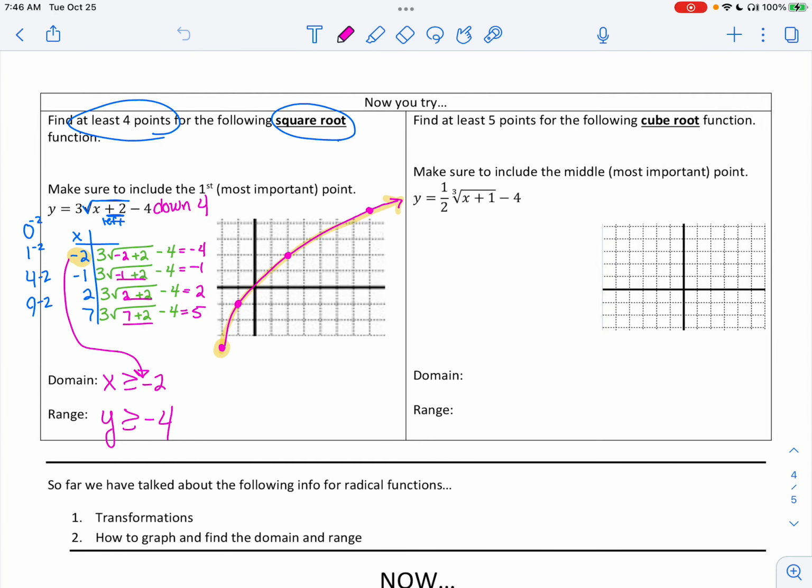All right, everybody, we're going to finish up these notes. Now, the next one we're going to do is a cube root. So we did the square root, and it's time now to do the cube root.